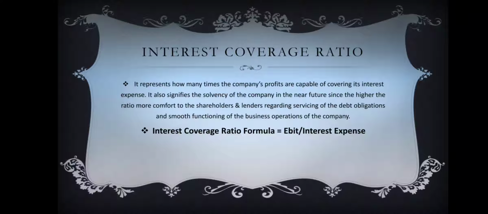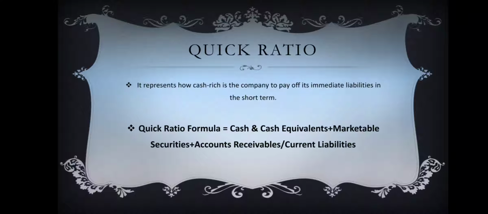Interest coverage ratio. It represents how many times the company's profit is capable of covering its interest expenses. It also signifies the solvency of the company in the near future, since the higher the ratio, the more comfortable for the shareholders and lenders regarding servicing of the debt obligations and smooth functioning of the business. The formula for interest coverage ratio is equal to EBIT divided by interest expense.